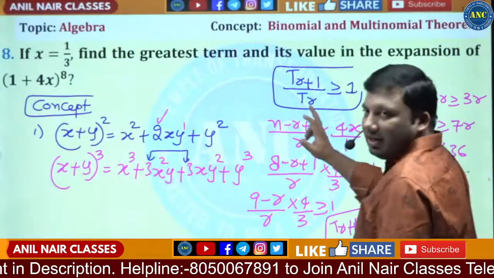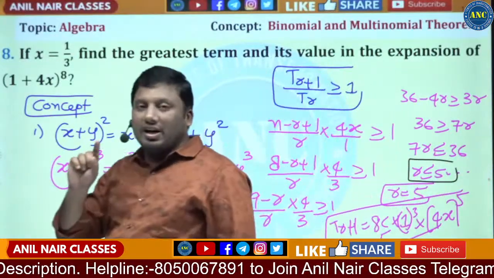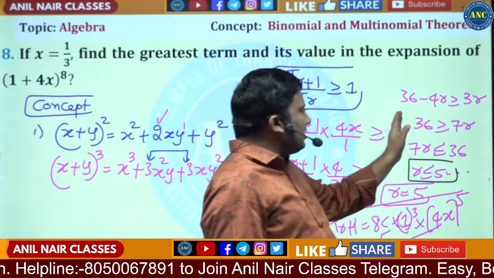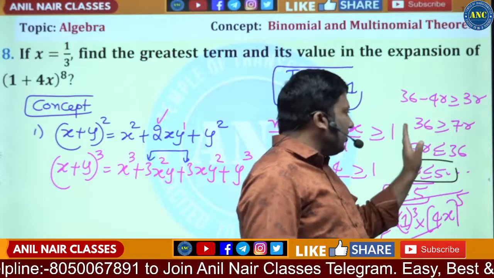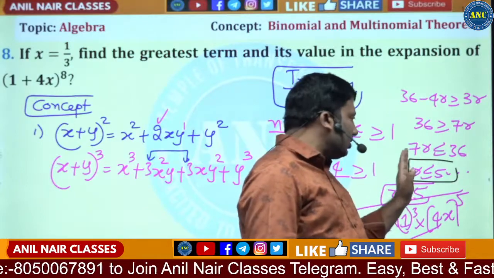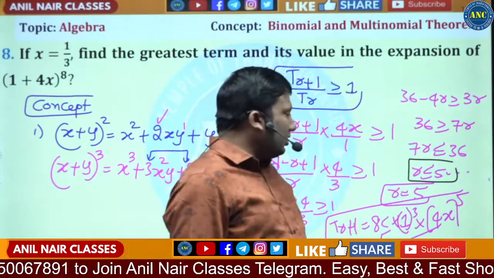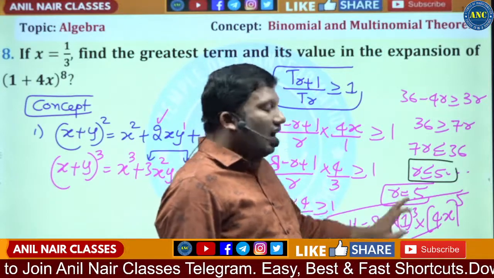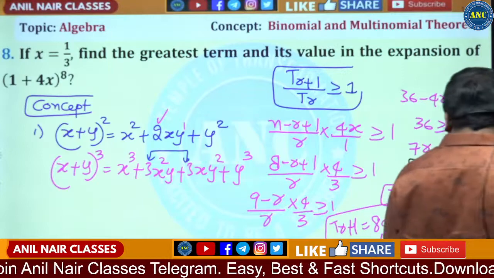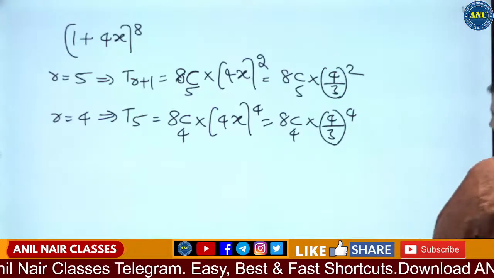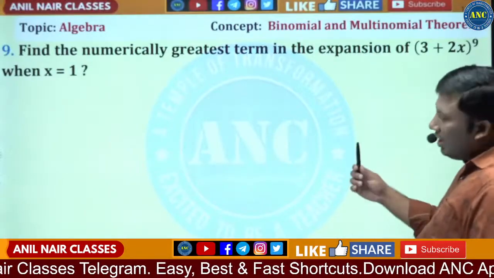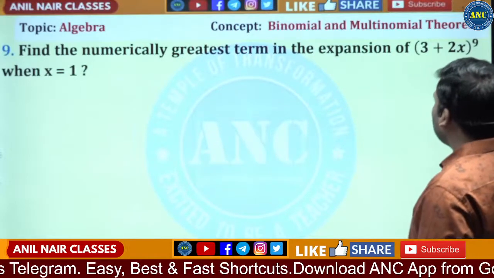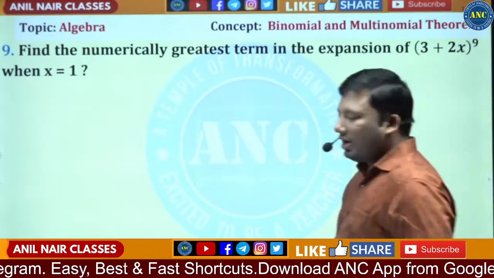So nothing I did except T(r+1)/T(r) greater than or equivalent to 1. So I got 36 greater than or equivalent to 7r, 7r less than or equivalent to 36, r less than or equivalent to 5 point something. That means I substituted the nearest integer, r equivalent to 5. Similarly, what is the numerically greatest term in the expansion of (3 plus 2x) power 9?